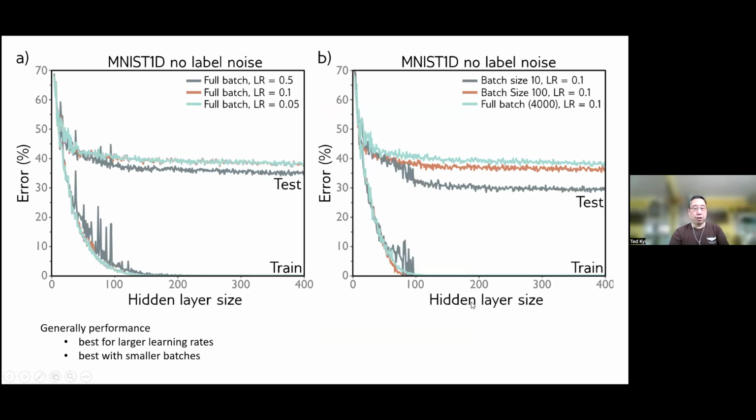All right, here's a chart showing MNIST with label noise, and I think the one on the right is a little bit easier to read off. You can see that this dark gray line is the smaller batch, the brown is the medium-sized batch, and the light blue is the full batch on their training set. And so you get best performance with the smaller batch. That's the thing that we said before, that smaller batches work better for SGD.